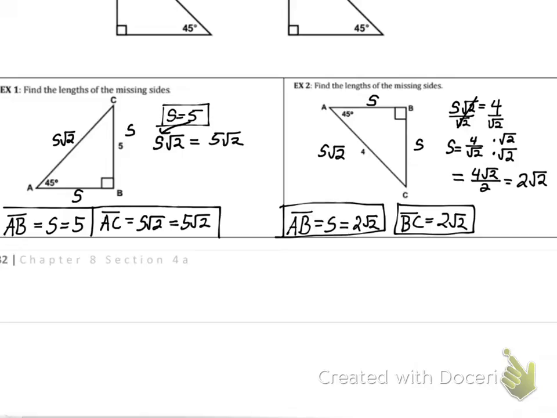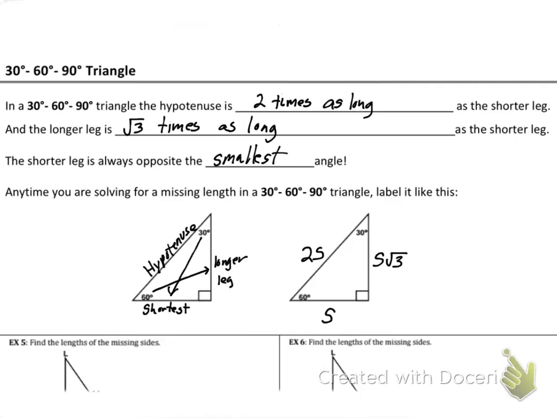And the same process works for 30, 60, 90, as long as you remember that it's S, 2S, S square root of 3. So the whole thing you need to do is memorize what happens when you have these triangles, what you write there and what happens afterwards. That has to be memorized. That'll be the difference between these being hard problems or easy problems on the test. All right, go ahead and get started on your worksheets.